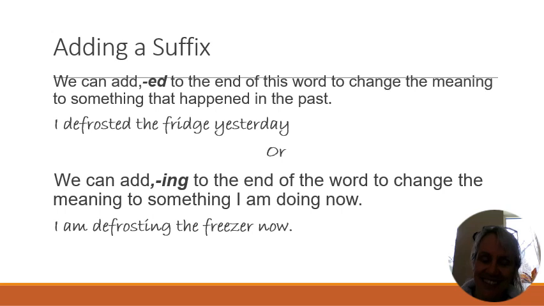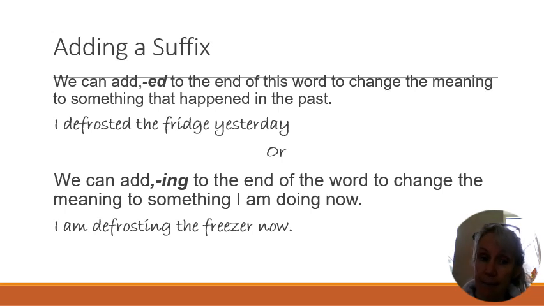Adding a suffix. We can add a suffix to the end of a word after the word root to change the meaning of the word root as well. We can add, for example, ed to the end of this word to change the meaning to something that happened in the past. Ed is a very common suffix used in the English language. And when we use it, we change the tense of the word. We explain by using that ed that this is something that happened in the past.